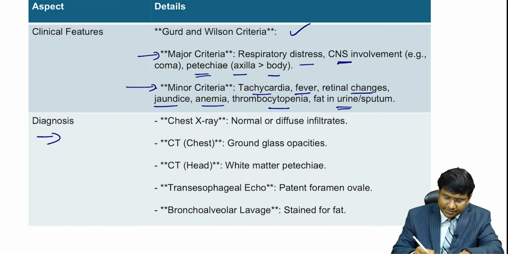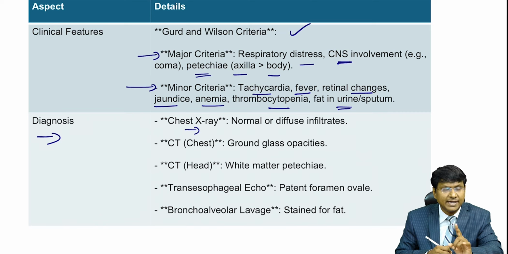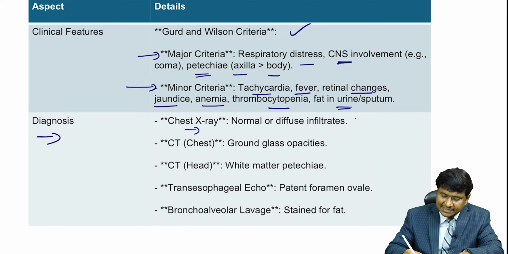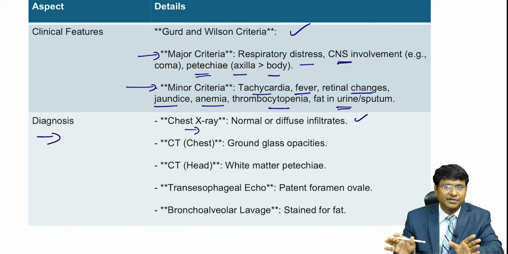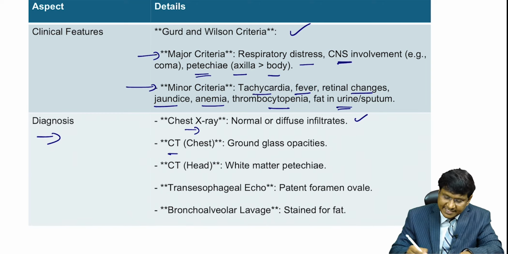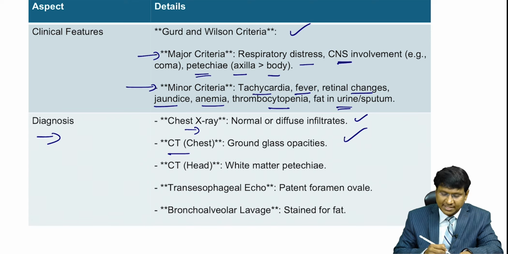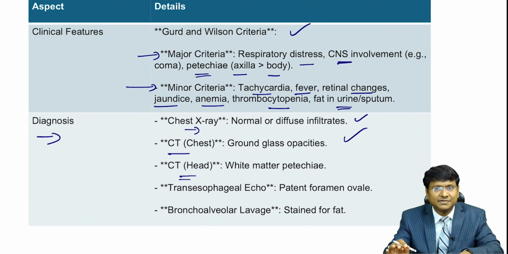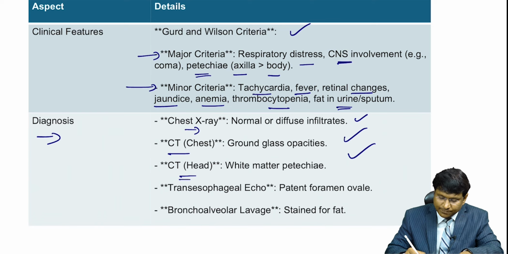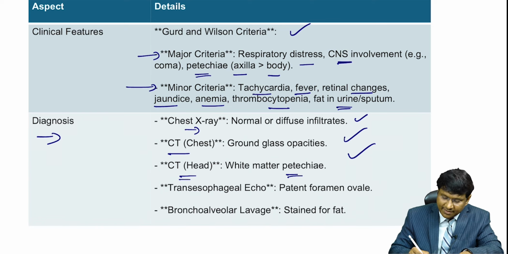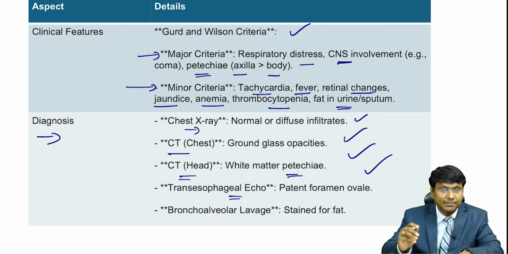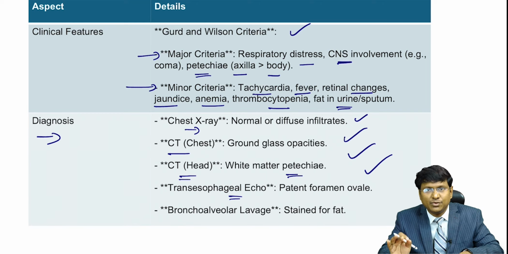Coming to the diagnosis. The chest X-ray is the one by which you can diagnose, and the chest X-ray shows either it may be normal or the presence of diffuse infiltrates if it is massive fat embolism syndrome. CT will show you GGO, that is ground glass opacities, and when you take the CT of the head, that will show you the presence of white matter petechiae, and transesophageal echo will demonstrate the presence of patent foramen ovale.